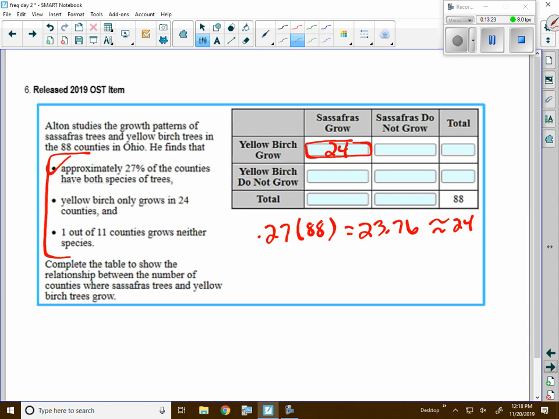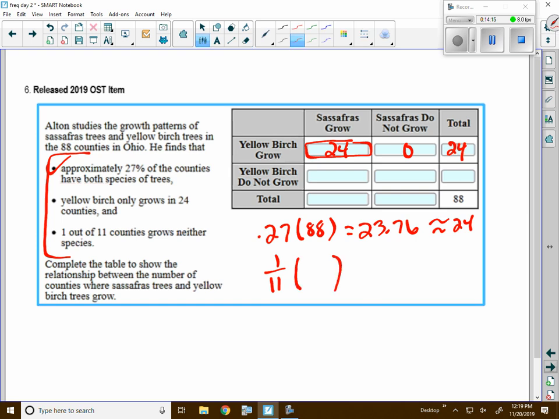Okay, then it says yellow birch only grows in 24 counties. Where do you think that 24 is going to go? The total for what? Yep, yellow birch, your total is 24. What does that make this guy right here? 0, good. Okay, and then 1 out of 11 counties grows neither species. That's kind of like a percent, but it's not finished. Would you agree? Okay, 1 out of 11 is what percentage? Like 0.0909 repeating. So if we take that, I'm just going to leave it like that.